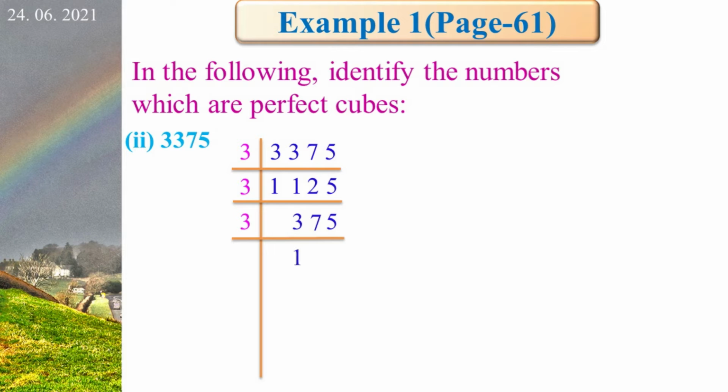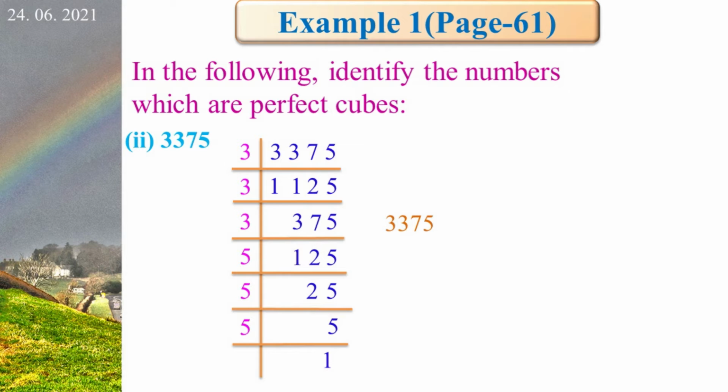Again we take 3, 1 3 is 3, 2 3s are 6, balance 1, next digit 5, so we consider 15, 5 3s are 15. See, the number 125 is not divisible by 3. So next prime number 5. We can take 5. 2 5s are 10. Balance 2. Next digit 5, 25. 5 5s are 25. We know the factors of 25 are 5 into 5. Now we can take a 5. 1 5 is 5. Now we write the factors of 3375 as 3 into 3 into 3 into 5 into 5 into 5.